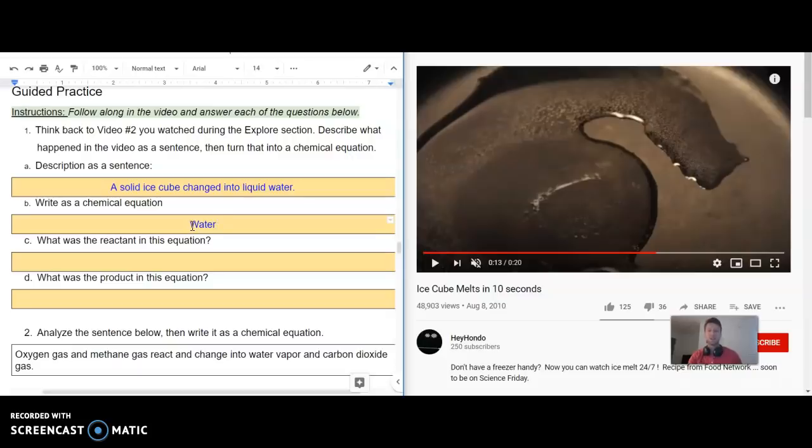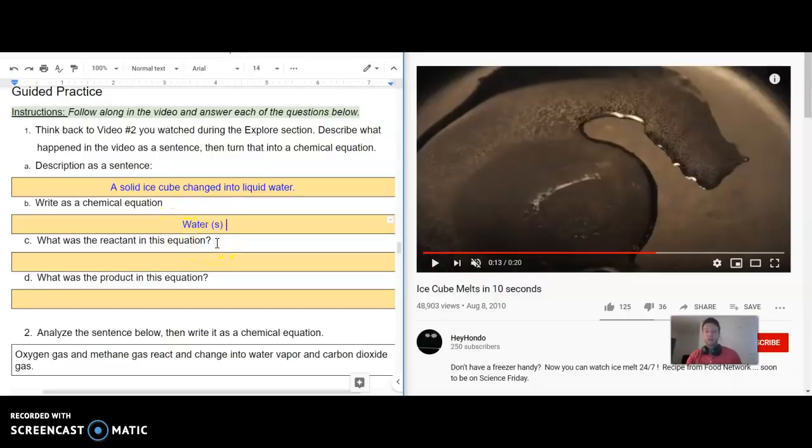What scientists use to communicate whether something's a solid, liquid, or gas is they put parentheses and they put an S for solid in those parentheses. That tells us that the thing that comes before it, water in this case, is a solid. So that's our ice cube, solid water.